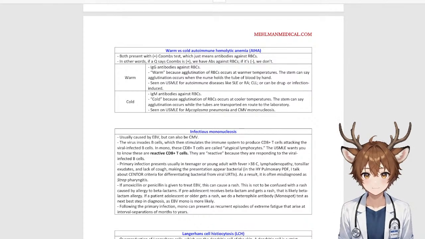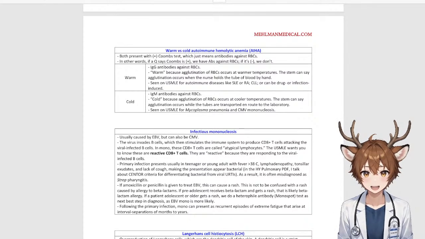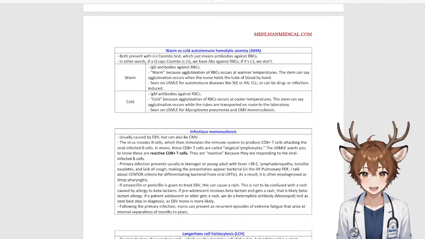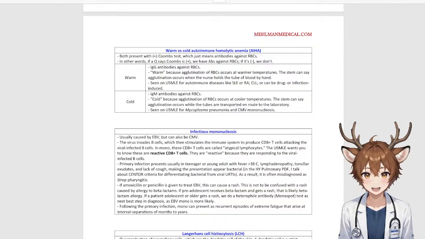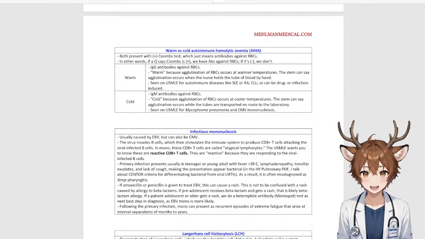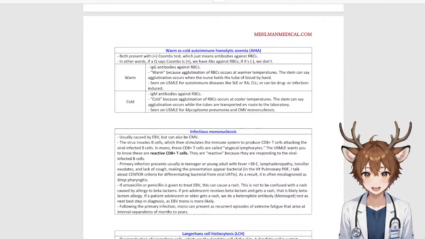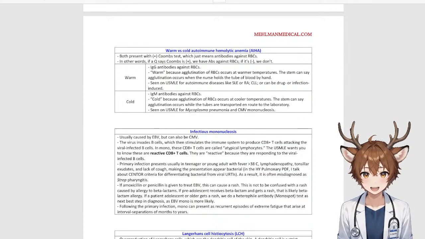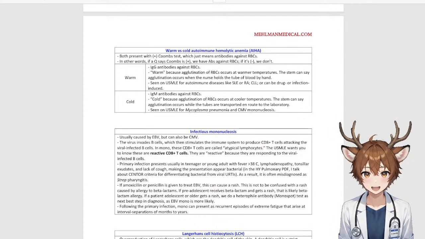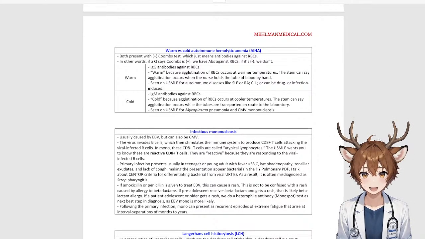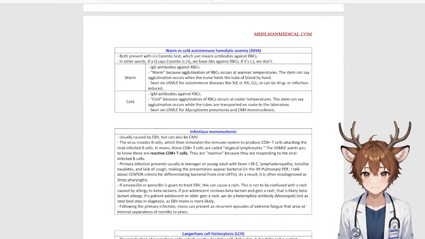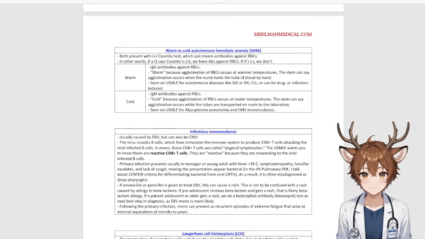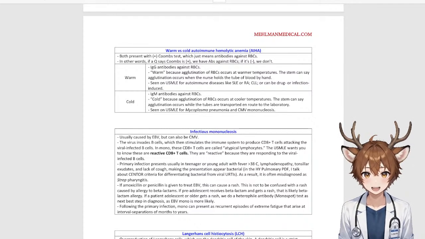Let's begin again. Warm versus cold autoimmune hemolytic anemia, AIHA. Both present with a positive Coombs test, which just means antibodies against RBCs. In other words, if the question says Coombs is positive, we have antibodies against RBCs. If it's negative, we do not. Okay? Very important to be aware of.